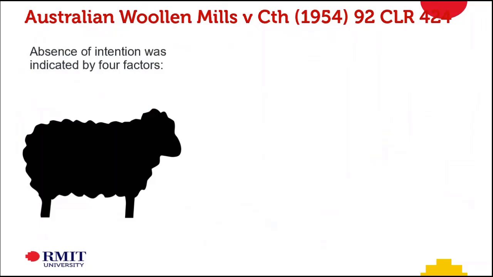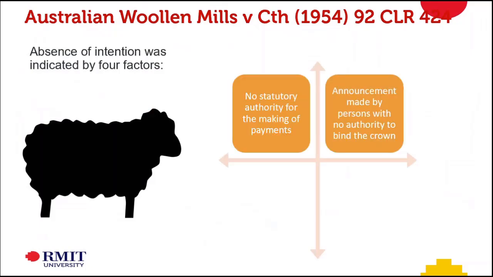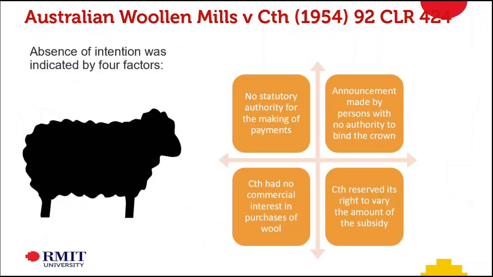Woolen Mills is a case many of you love to hate, and we get caught up on it sometimes. We haven't been too caught up on it this time though. Four factors that demonstrate the absence of intention. So again, we do this quite often in the law: we work out what something is by really understanding what it's not.